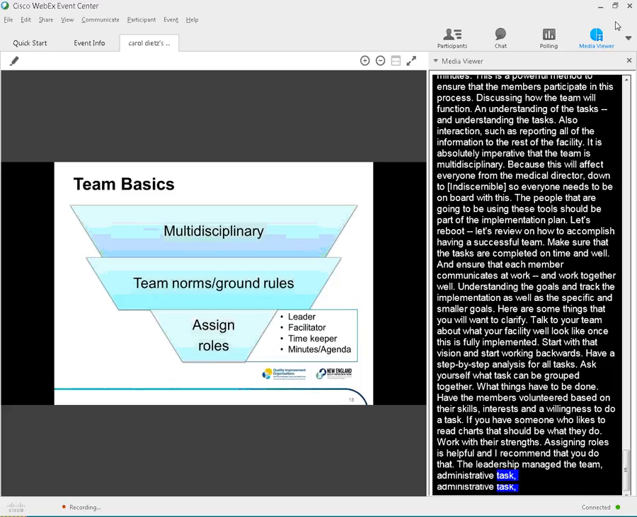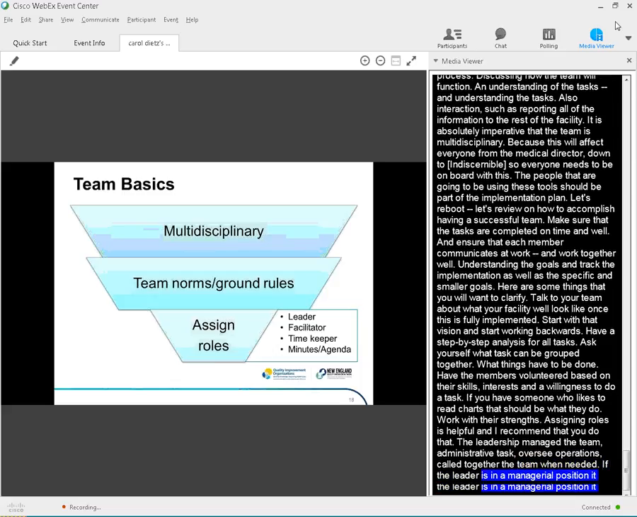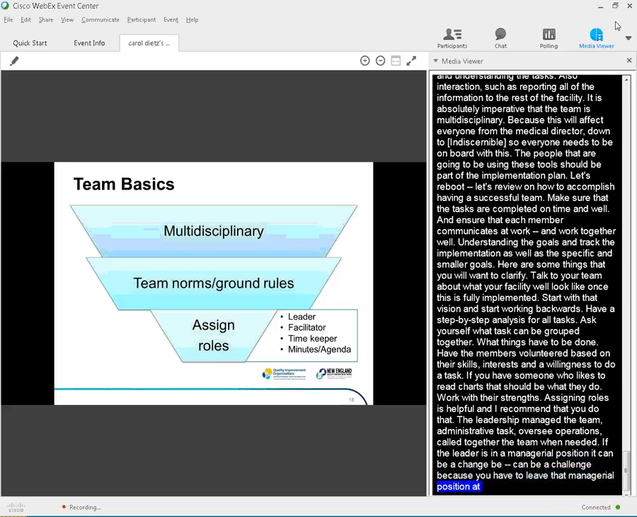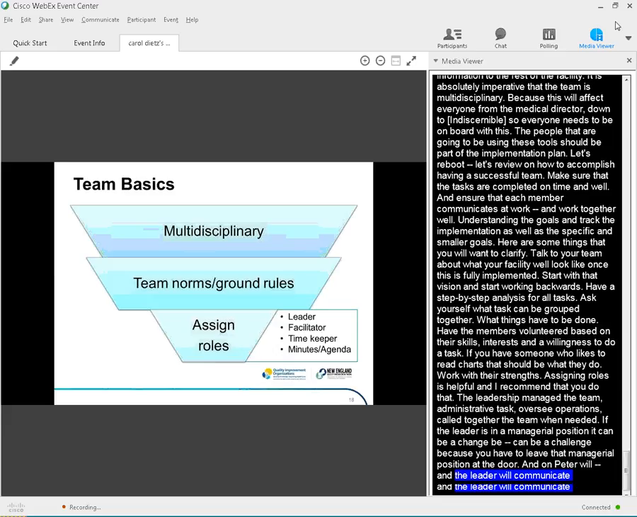If the leader is in a managerial position, that's always a challenge because you have to sort of leave that at the door if you're really going to listen to and have investment from people in different levels in the organizational structure. The team leader is also the person who will communicate with the administrator or the owner of the facility in terms of what's going on and what's needed for this effort to continue.